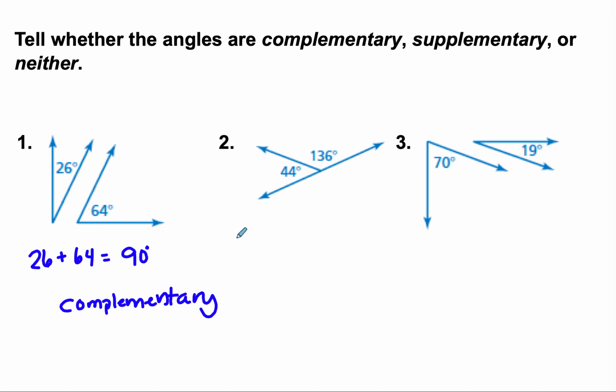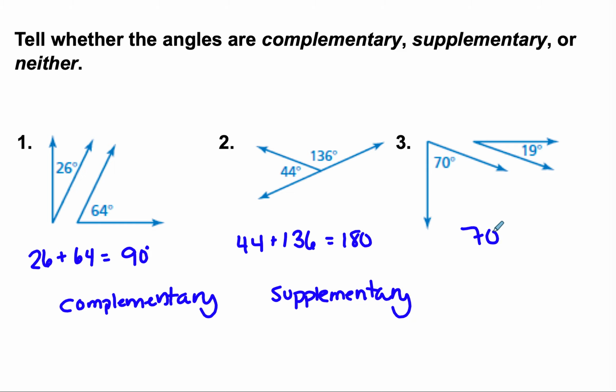All right, for problem 2, I have an angle that's 44 degrees and I have an angle that's 136 degrees. Together it's going to equal 180, so that's going to be supplementary. And then for number 3, I have 70 plus 19. That's going to give me 89 degrees, which means this is neither.